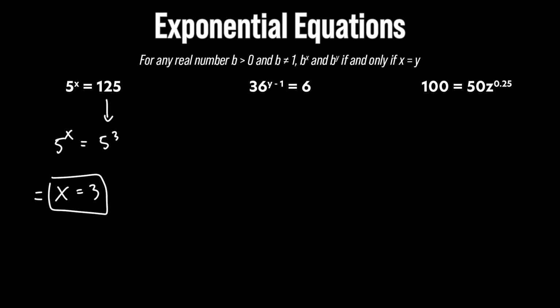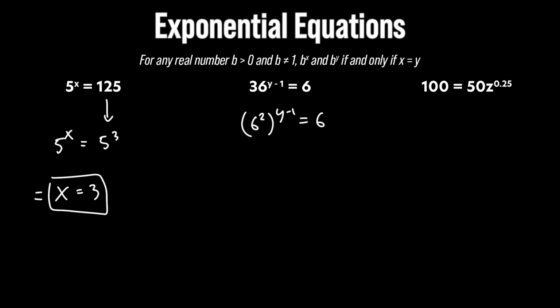Now, what do we do if the exponent is a little more complicated, like y minus 1? First, what we want to do is take the larger number and make it in terms of the base of the other number. In this case, 36 is larger than 6. How can we make 36 in terms of 6? Well, we know 36 is 6 squared. So we're going to have 6 squared to the y minus 1 is equal to 6.